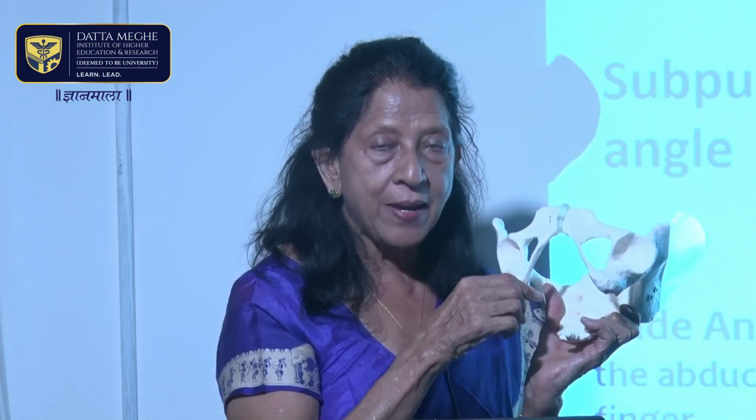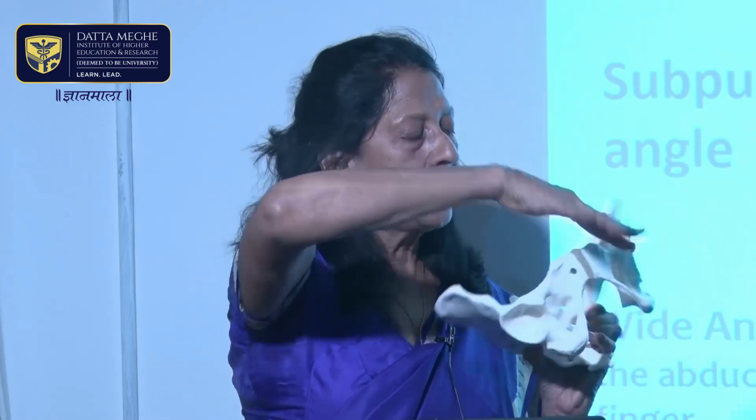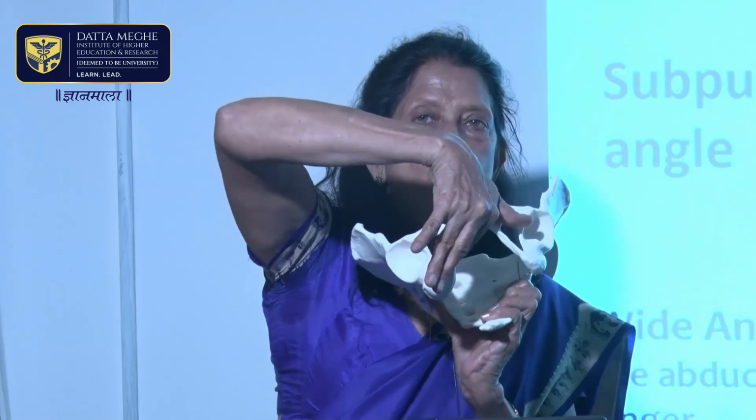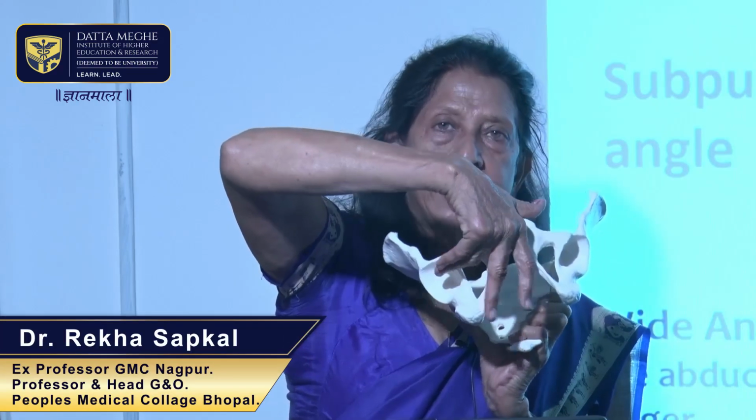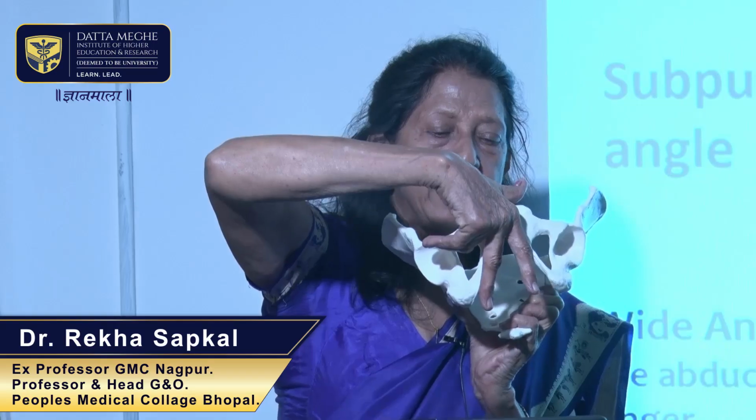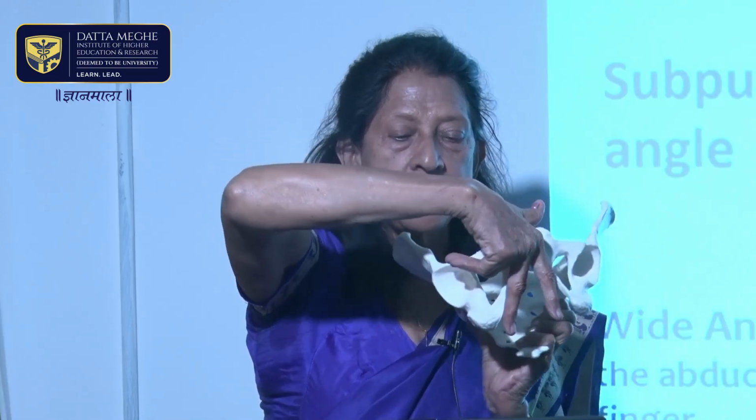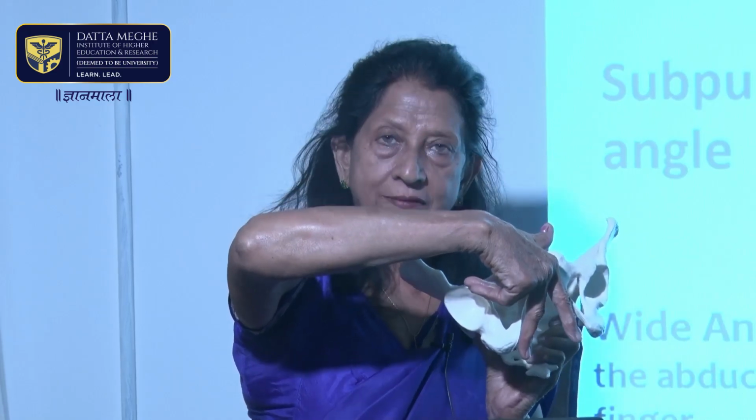I assess with my abducted fingers. If the abducted thumb and index finger go here, it means it is adequate. If there is less space and it only admits the abducted middle finger and index finger, then it is inadequate. So, this angle is inadequate. This is one method.